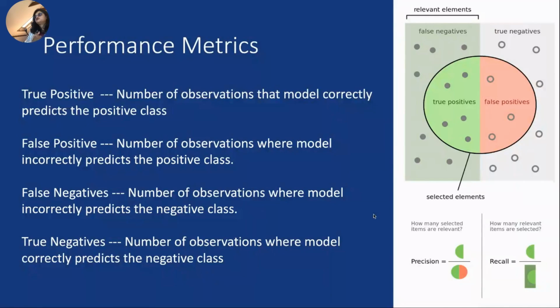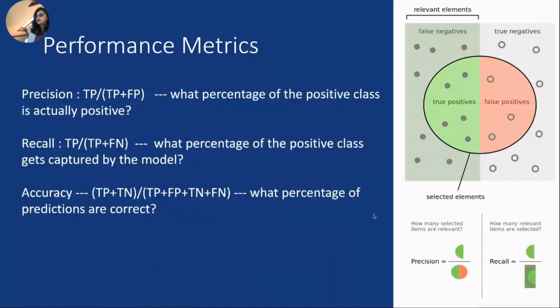So let's define these terms. True positive is the number of observations that the model correctly predicts as a positive class. False positive is the number of observations where the model incorrectly predicts positive class. False negative, again, is where the model incorrectly predicts negative class, and true negative is where the model correctly predicts negative class. Now, this is for binary classification, but this gives a good view into the whole metric space.